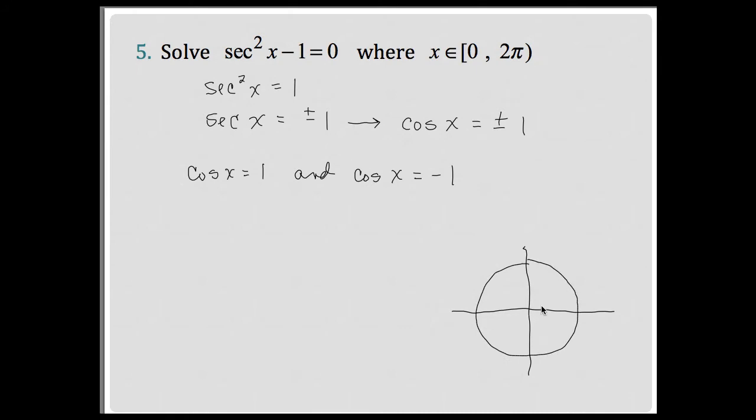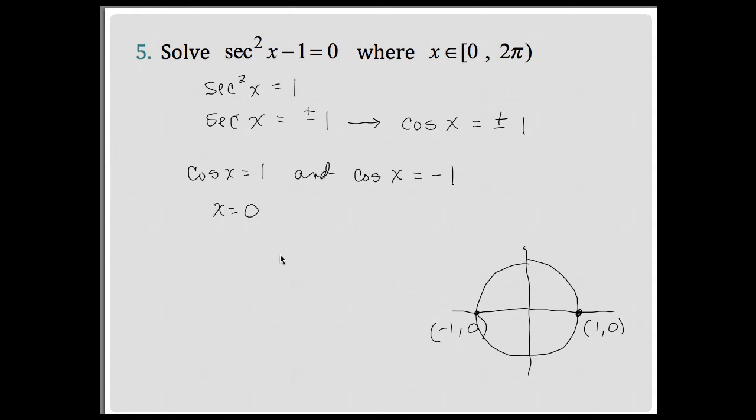If cosine is either 1 or negative 1, that means on the unit circle, what angle has an x coordinate of either 1 or negative 1? Well, in these cases, your angles that you're trying to find are actually quadrantal angles. All right, so this first one, where cosine of x equals 1, that's 0.